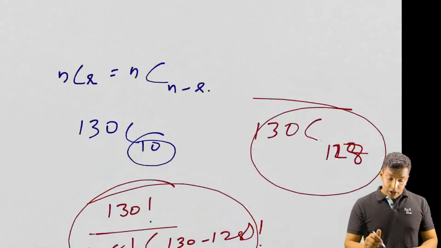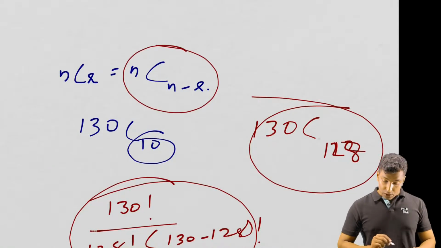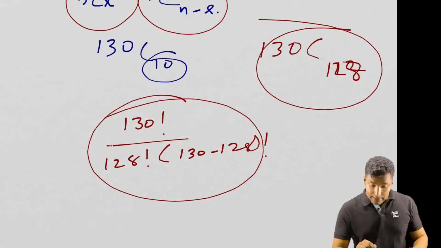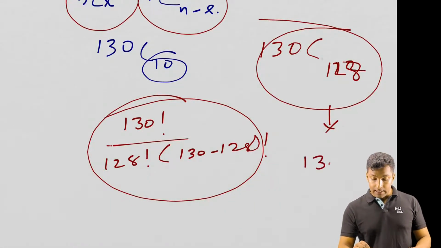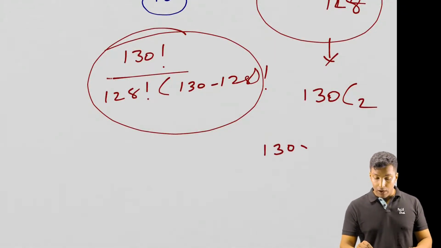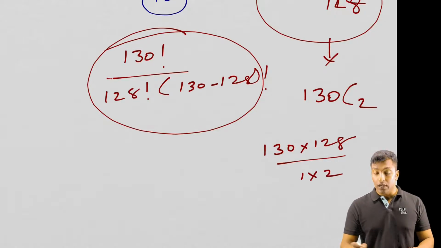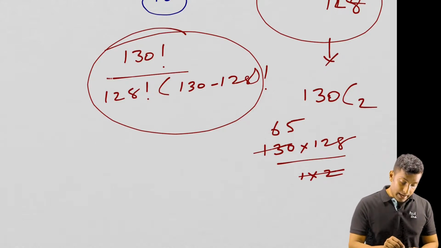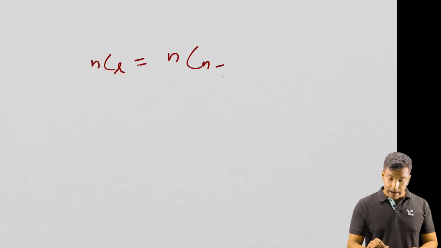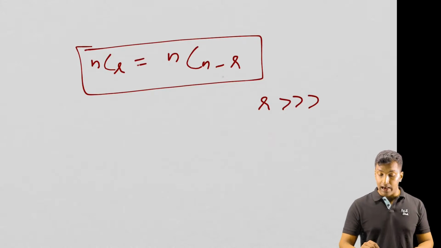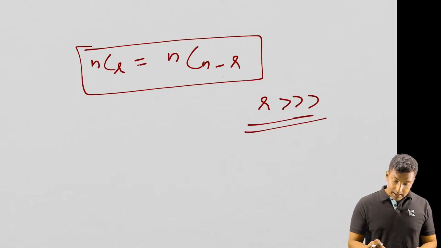So rather you can apply this. When you apply this, what is going to happen? nCr is equal to nC(n minus r). So 130C128 will become 130C2, and we know 130C2 is 130 into 129 divided by 1 into 2, which is equal to 65 into 129, and you got the answer faster. I hope this is clear, right? So the point is nCr is equal to nC(n minus r), which is useful when r is very, very large. So let me explain this concept further.